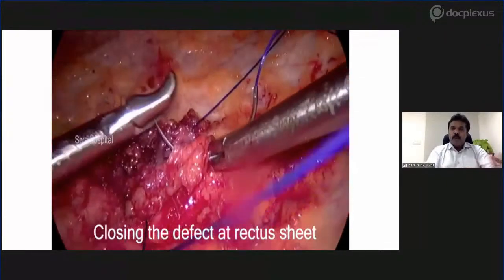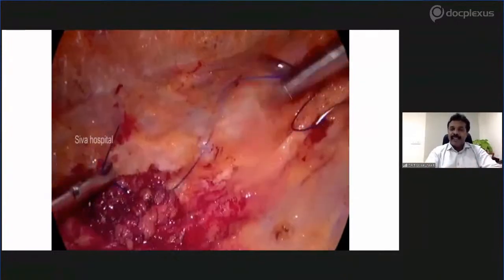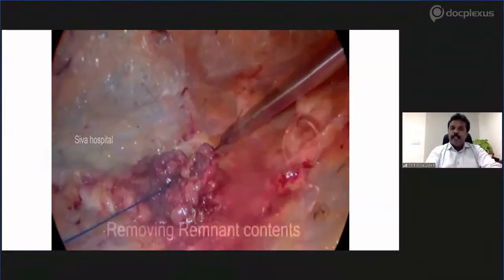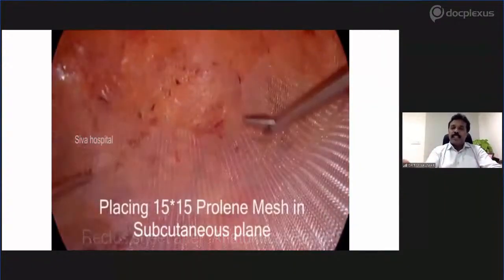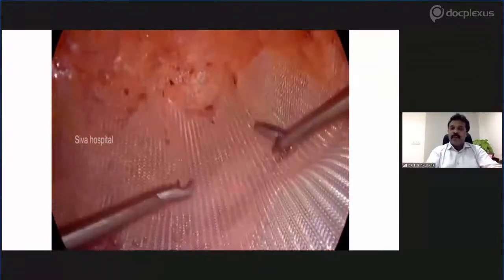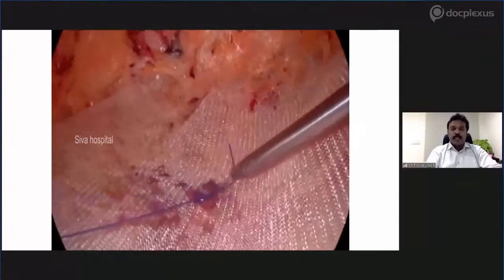It's the same as open surgery, a duplication of open surgery: how we create the subcutaneous plane and do the anatomical repair, keeping a mesh. The only thing here is that we used to keep around a 15 by 15 Prolene mesh, for around 3 to 4 centimeters. You can even keep it smaller also.